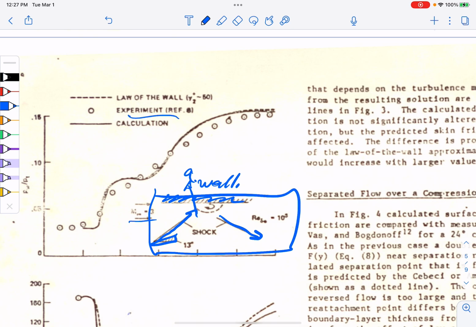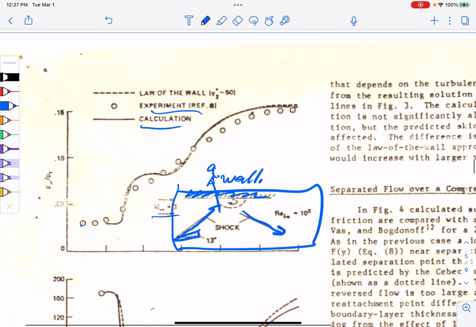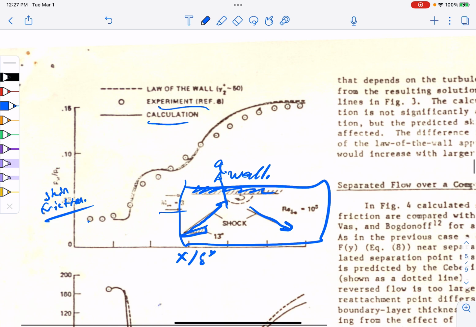So here's the experiment with the reference, and he did 2 calculations now. He did the first calculation with the method just described. So there are our experiments, these points, and the x-axis is x on the wall. It's normalized by boundary layer thickness, I believe, before the shock impingement. And the y-axis here is skin friction. And I think it's very interesting. We can learn a lot of physics from just looking at these things.